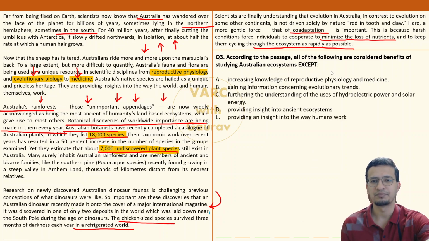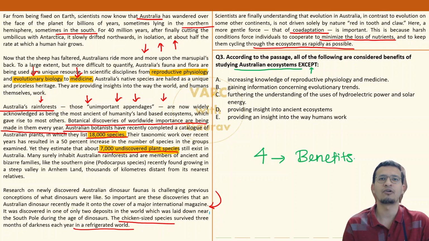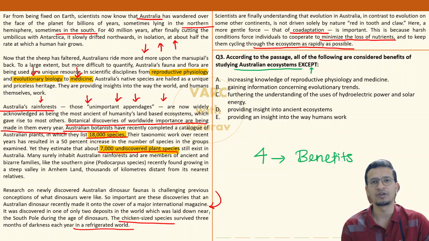Okay, question 3. According to the passage, all can be considered as benefits of studying Australian ecosystems, except, do not miss out on this important word. So we have four options which are going to give you genuinely good benefits of studying Australian ecosystem. So all in all, you are looking for options which reflect what the author has already stated in the passage. Okay, very laughable, actually very laughable.